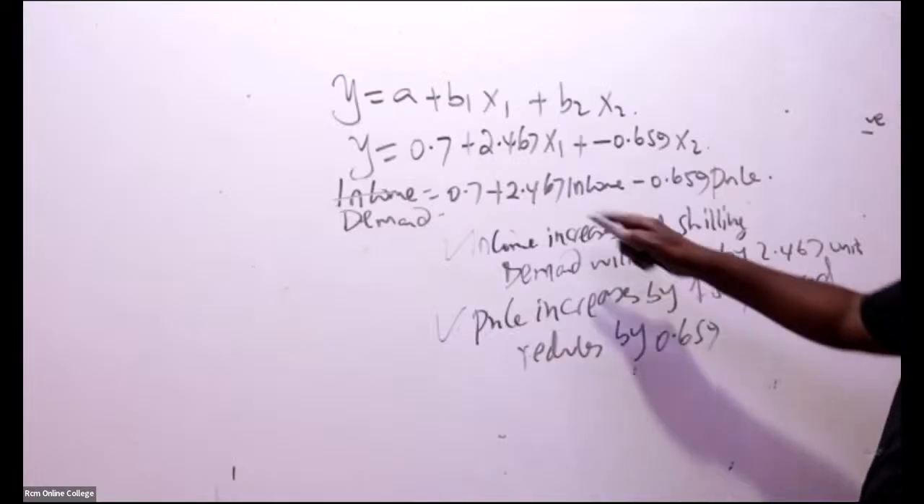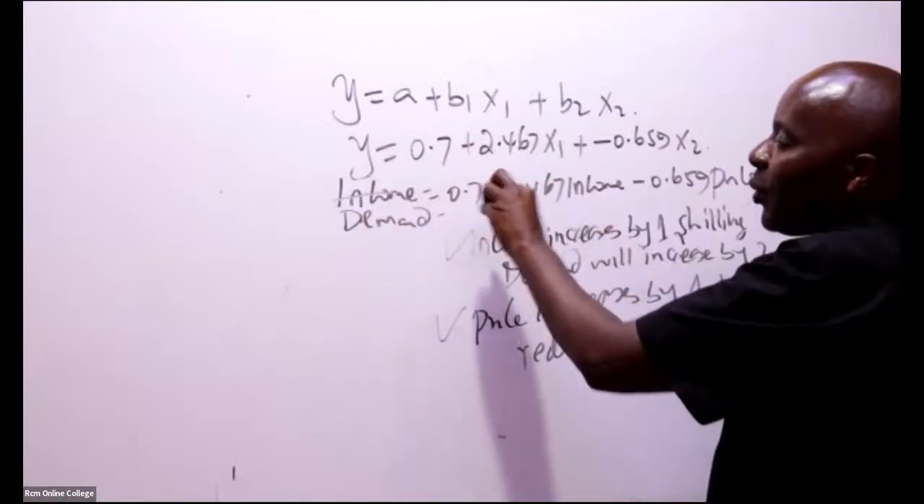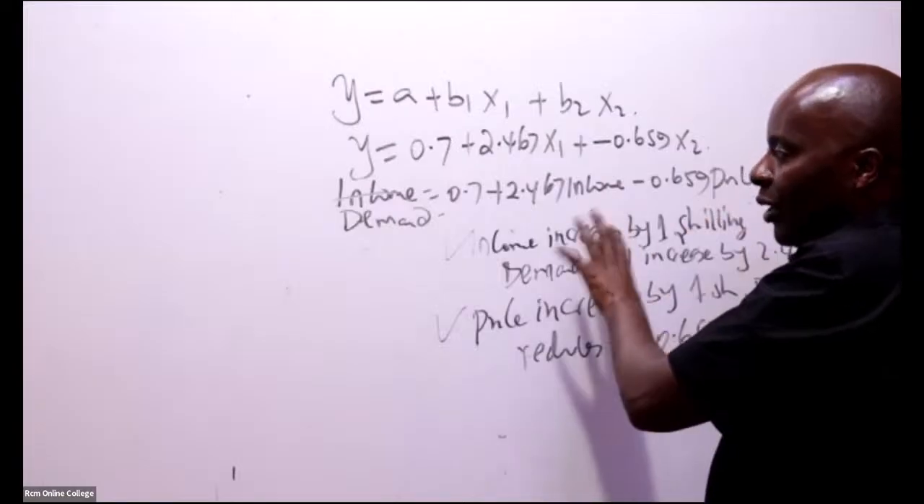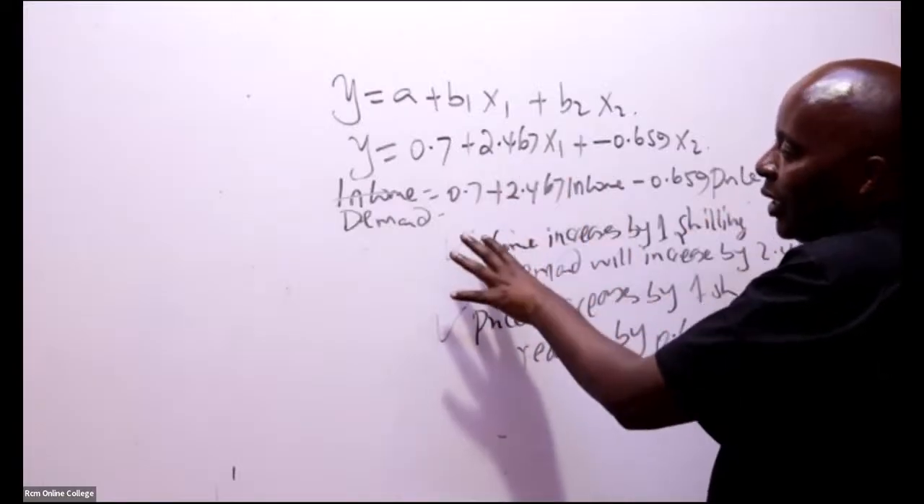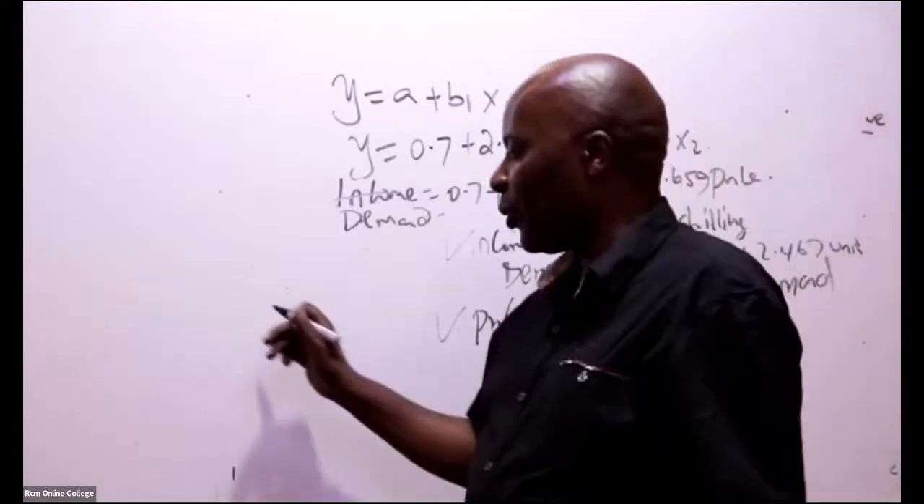They wanted you to interpret this, like 0.7 is the constant demand. That demand which does not depend on income and price. If income and price were to be 0, then the demand that is guaranteed is 0.7. How about this 2.47? Ladies and gentlemen, let me explain here using a simple equation.